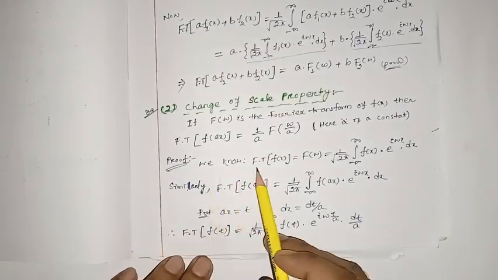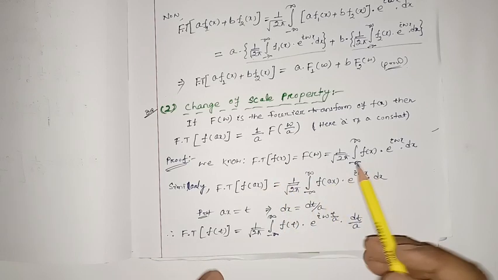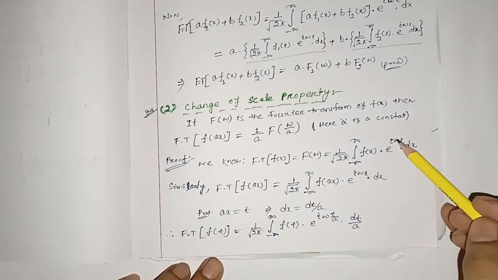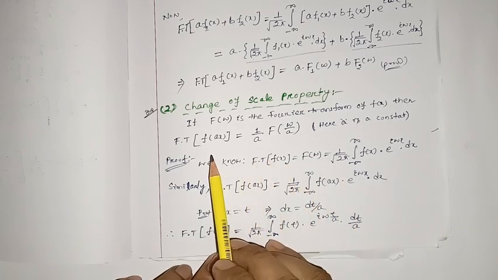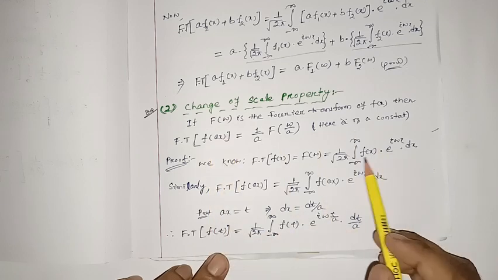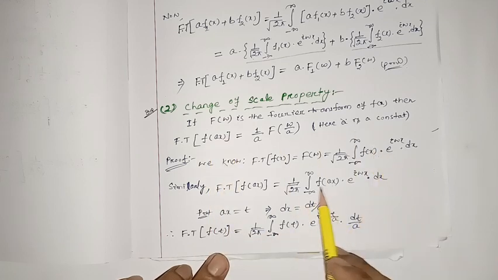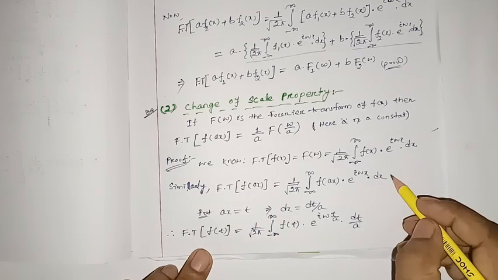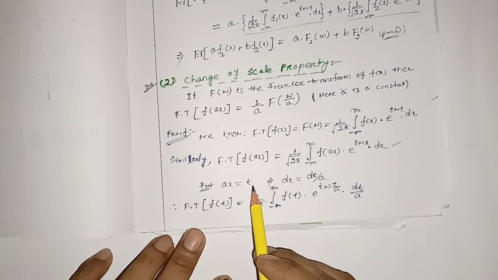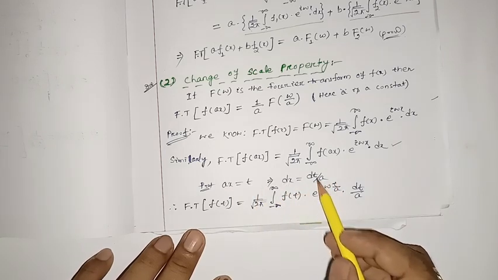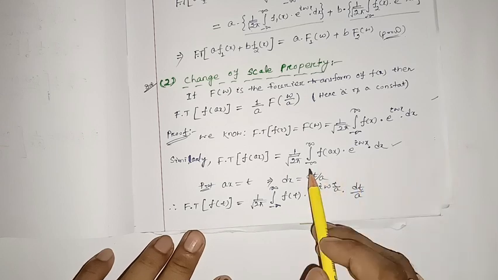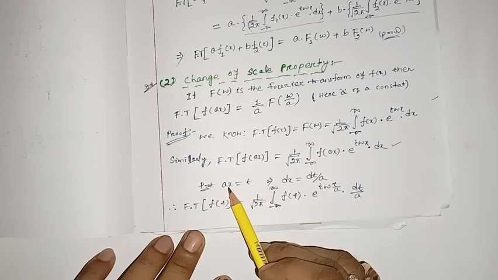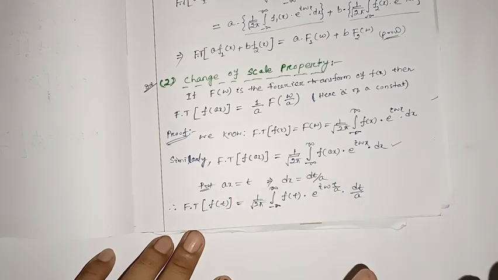Very simple. We know the Fourier transform of a function f(x), that is F(omega), equals 1 by root 2 pi times the integral from minus infinity to plus infinity of f(x) e to the i omega x dx. If the function is f(ax), then instead of f(x) we have to write f(ax) into e to the i omega x dx. Now we are going to substitute ax equal to t. That means dx will be equal to dt by a, and the limits are not going to change: x equal to minus infinity gives t equal to minus infinity, and x equal to infinity gives t equal to infinity.